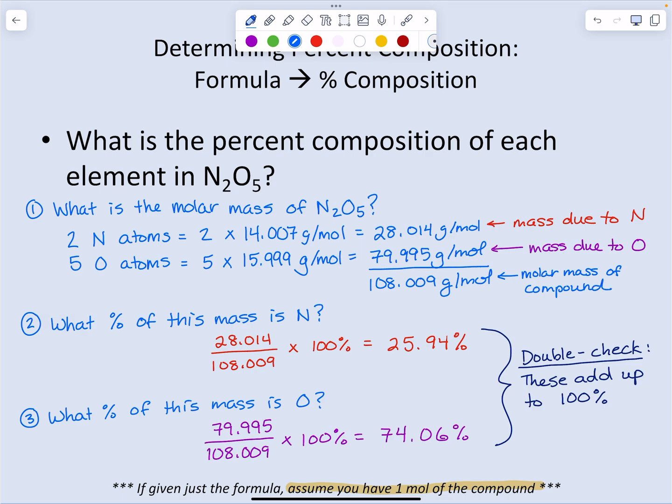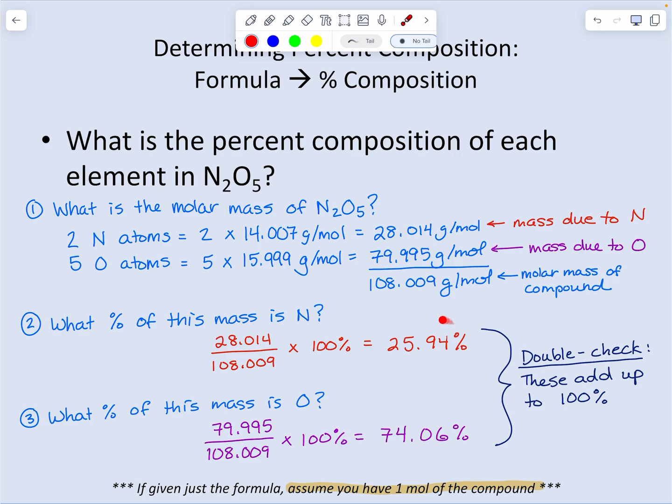So to figure out what percent is due to the nitrogen, what percent is due to the oxygen, we just take the mass due to the nitrogen, which is our 28.014, and divide it by the total mass of the compound and multiply by 100%. And if you're wondering why I didn't write the grams per mole, it's just because they cancel, and I was being lazy this morning when I wrote this out.